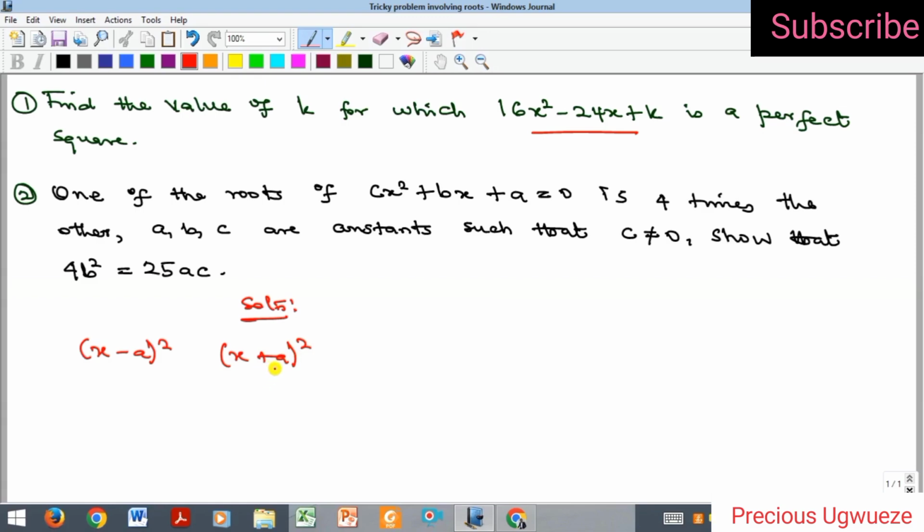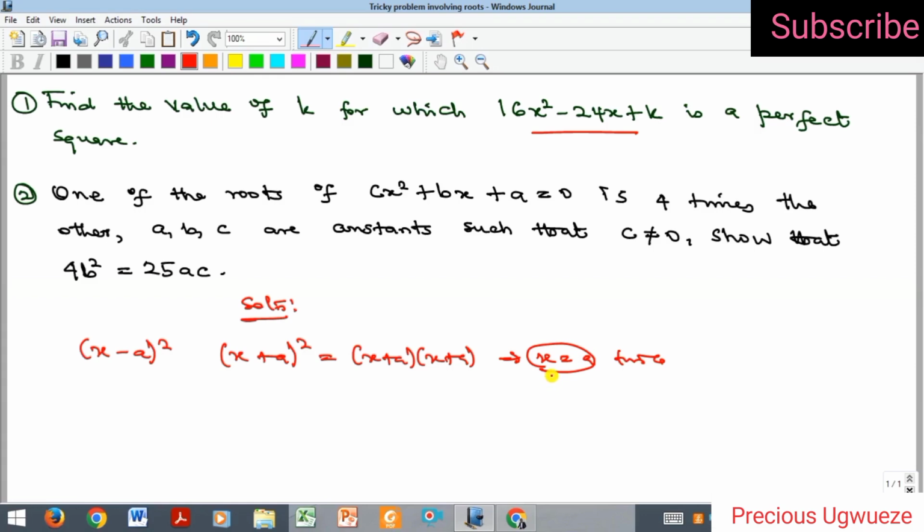Now if you look at this carefully, you'll discover that this is actually equal to x plus a into x plus a. That's to say that when you have a quadratic equation that is a perfect square, if you equate each of these brackets to 0, it means that x is going to be equal to minus a twice. So meaning that you are going to have real and equal roots.